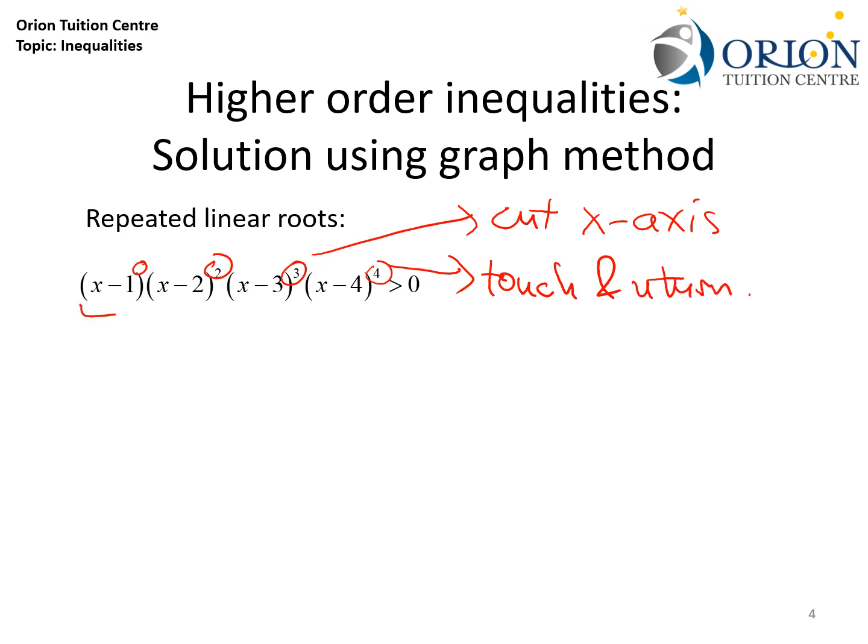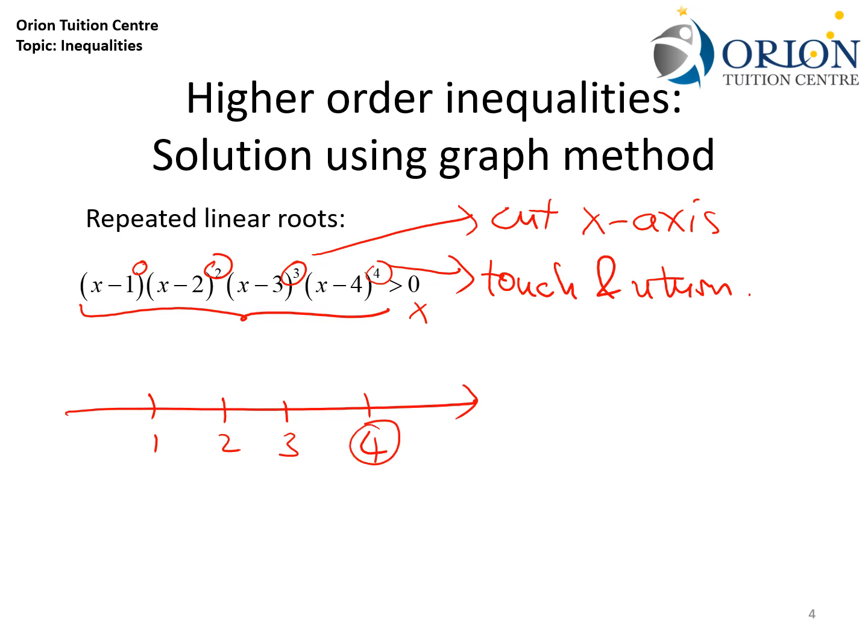If we are looking at this expression over here, we can draw out the x-axis and mark out the 4 roots 1, 2, 3, and 4, and start from the top right hand corner. Now we are going to touch the x-axis at 4 and 2 because of their powers, and it is going to be a cut at 1 and 3. So let's proceed to draw the graph out.